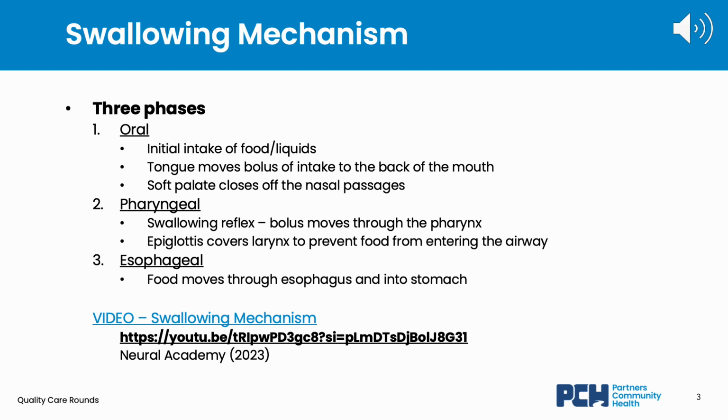So ultimately, we consume food with our mouth, it gets pushed to the back and through the throat, and the epiglottis covers the voice box and protects the windpipe to ensure the food travels down the esophagus and towards the stomach. To view the three phases of the swallowing mechanism, please visit the link on the slide.